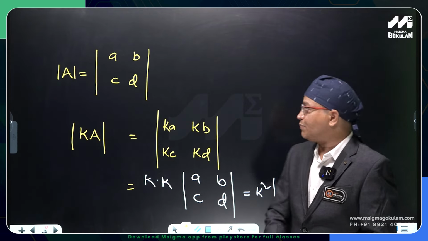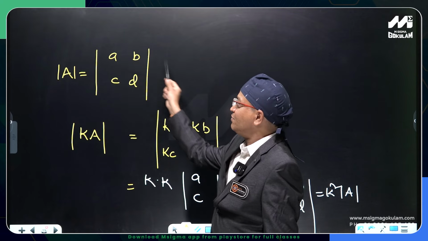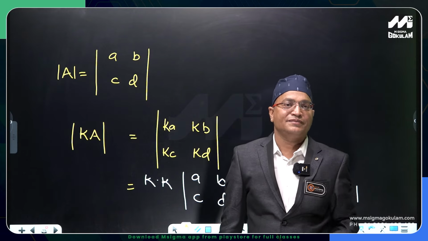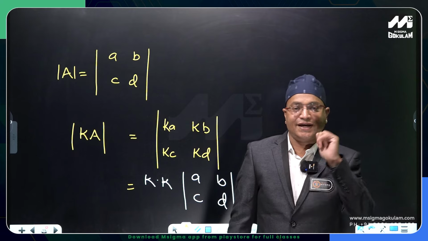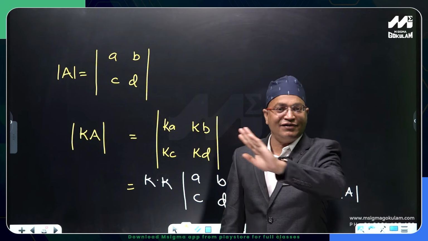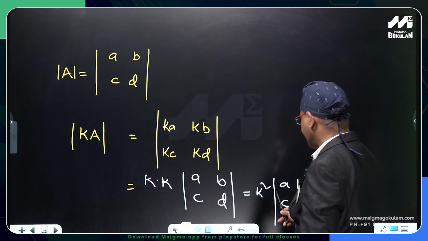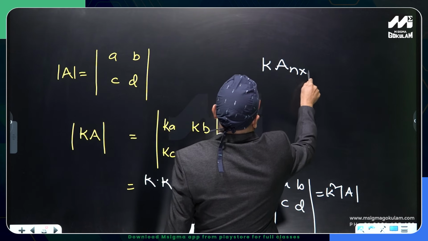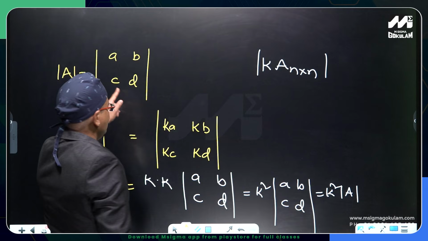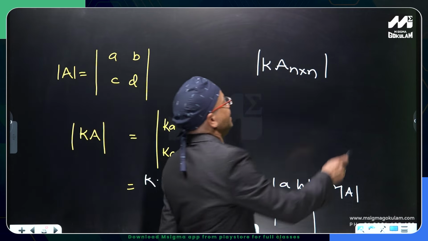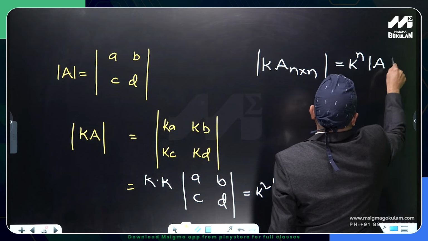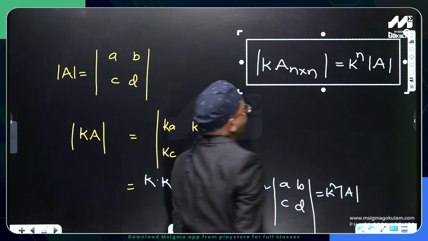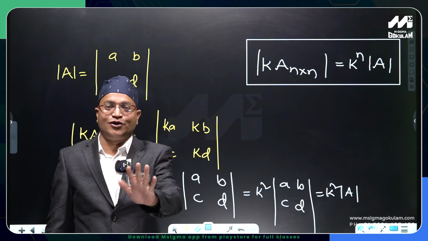Suppose it is a 3 by 3 matrix, like A1, B1, C1, A2, B2, C2, A3, B3, C3. Then KA1, KB1, KC1, one K common; KA2, KB2, KC2, another K common from the second row; KA3, KB3, KC3, from the third row another K. K cube comes. Like that, generalize. So, K is a constant, A is an n by n matrix. Here, for 2 by 2 K square, for 3 by 3 K cube. If it is an n by n matrix, then what is that? K power n into det A. Understood? Determinant of K into A, for an n by n matrix, is K power n into det A.